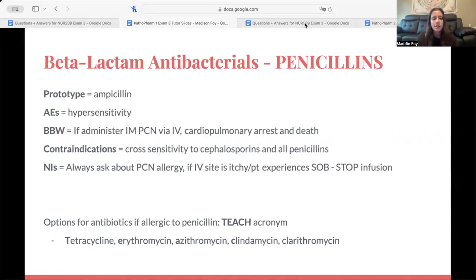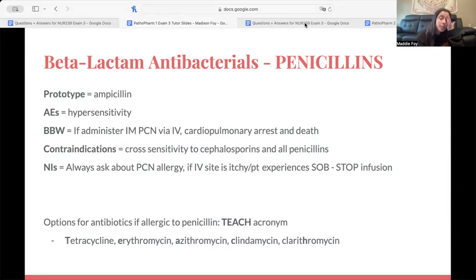So we're starting with penicillins. The prototype for penicillins is ampicillin. With almost every single antibiotic, the major adverse effect is hypersensitivity. And especially with penicillins, there is a higher risk of allergies. True allergies or not, people are going to say that they're allergic to penicillin. The black box warning for penicillins is if you administer penicillin that was meant to be intramuscular through an IV route, the patient is at risk for cardiopulmonary arrest and death as a result. So that's a pretty serious one, but that's kind of like an accidental, if you do this, then this will happen.